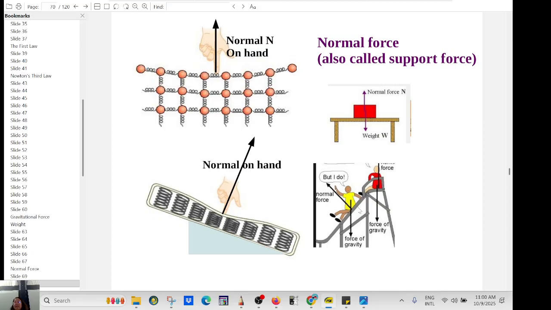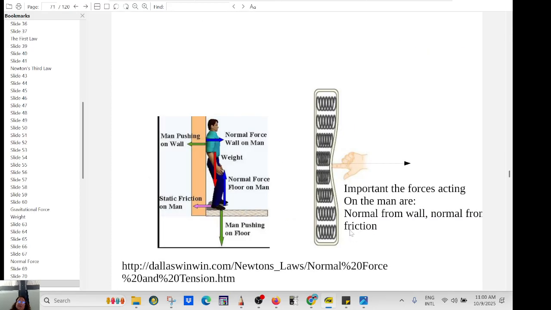And then you have the weight. The weight has to be straight down to the center of the earth. Students want to draw the weight this way. No, no, no. The weight has to be toward the center of the earth. So each time you have an inclined plane problem, normal is perpendicular, the weight is toward the center of the earth. Okay? Now people think that you have a normal force only from the ground, but you also have it from the wall.